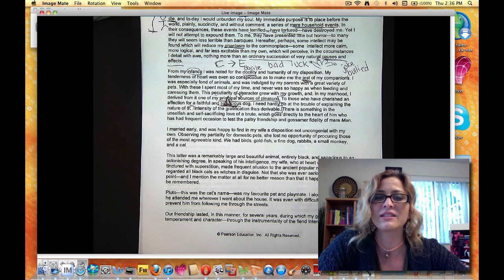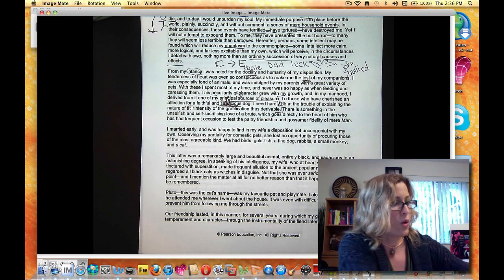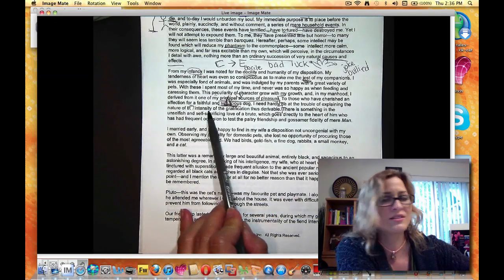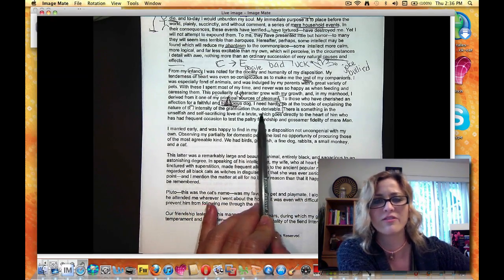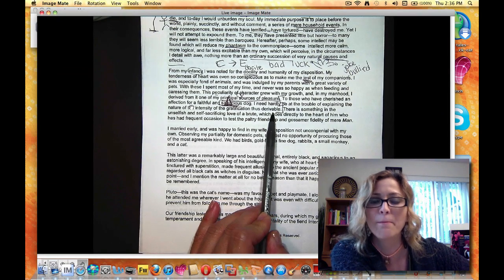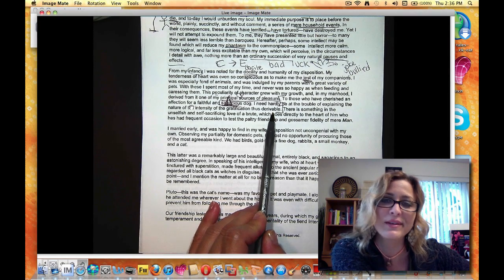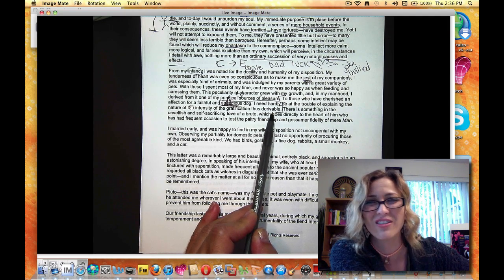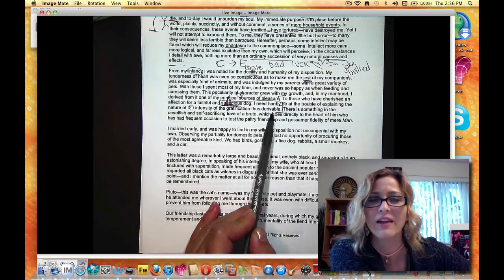And he's saying he doesn't need to explain to you this whole thing here, at the trouble of explaining the nature of the intensity of the gratification thus derivable. Basically, he's saying, I don't need to tell you, because you already know, what a great feeling it is to have a dog that faithful and that wise.